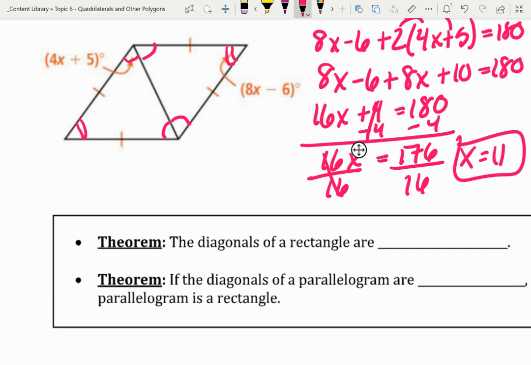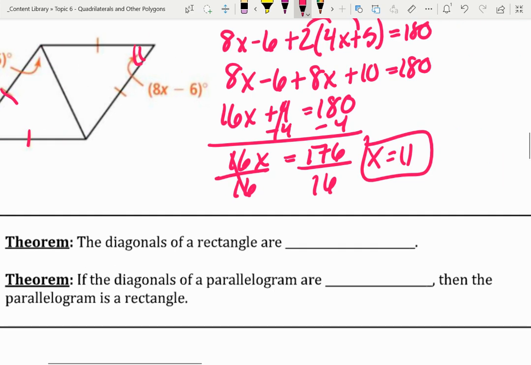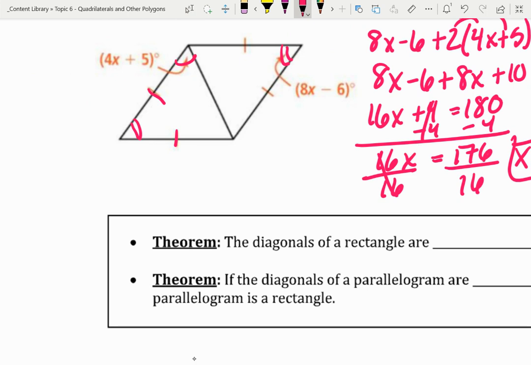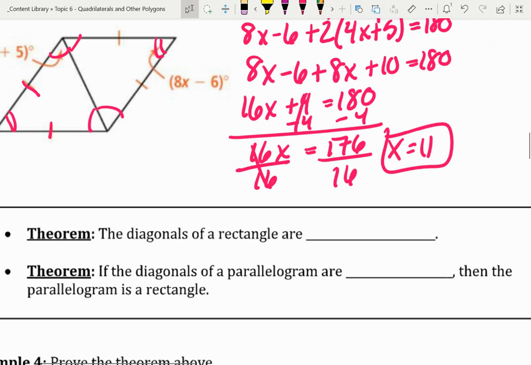Another way to look at these, by the way, is, let me get rid of these real quick. Just looking at this one triangle here, I have an isosceles triangle, so the angles at the bottom have to be congruent.